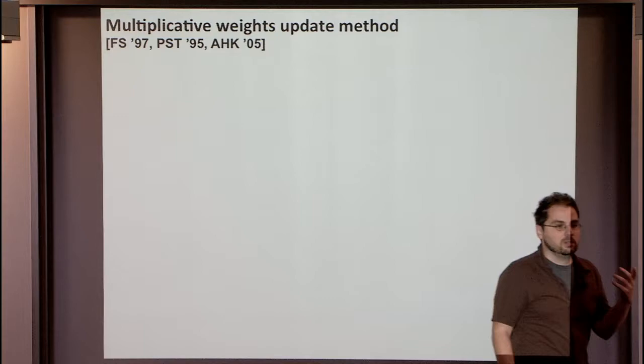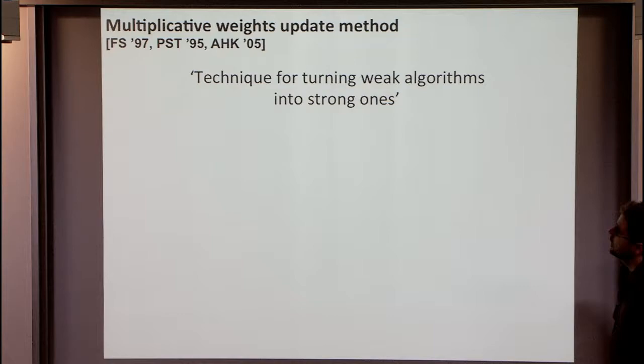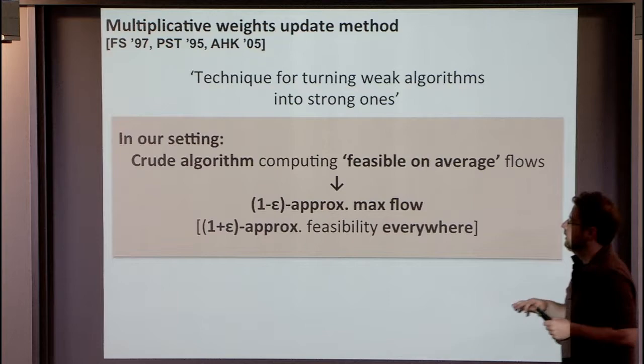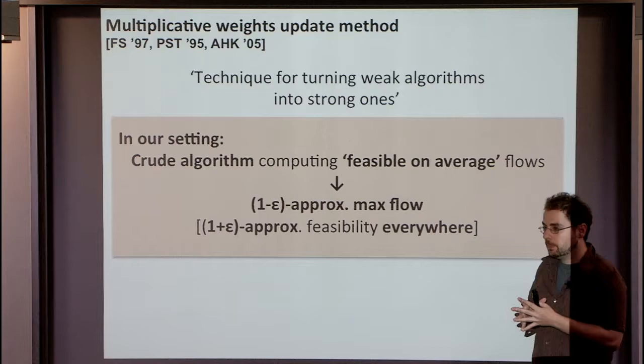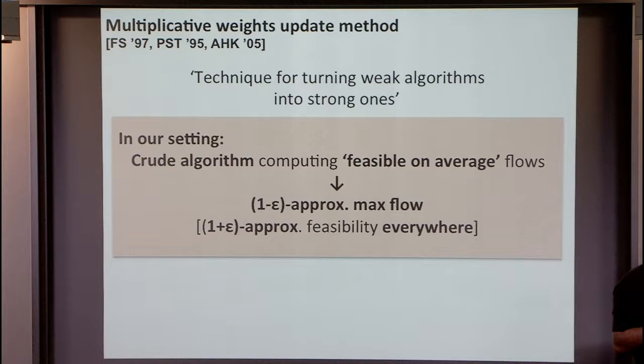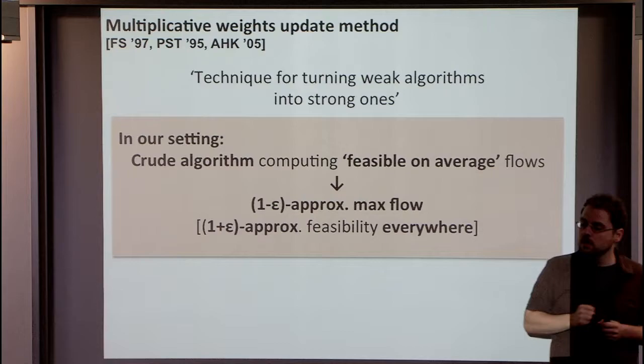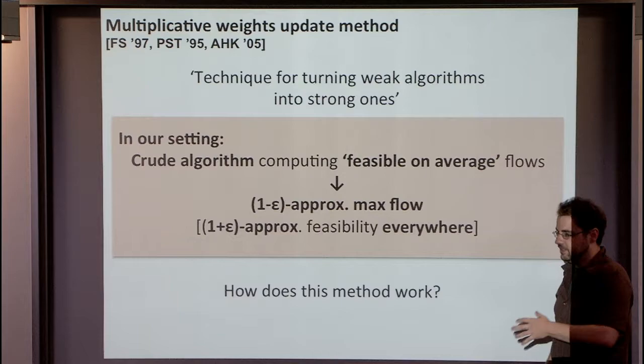Okay, so essentially, the way you can think about this technique is as a technique for turning weak algorithms into stronger ones. In our setting, we take this crude algorithm that is solving this feasible-on-average max flow problem as a black box, and what we get out of it is an approximation algorithm for the max flow problem. So we turn feasibility on average into approximate feasibility everywhere. This is a very generic way we can do it. The question is, how can you do this magic? Again, it sounds mysterious now, but once you see the trick, you will see how ingenious and how natural it is in the end.